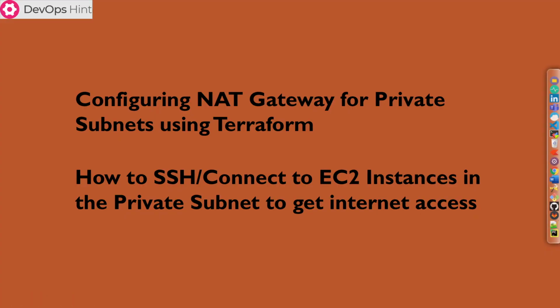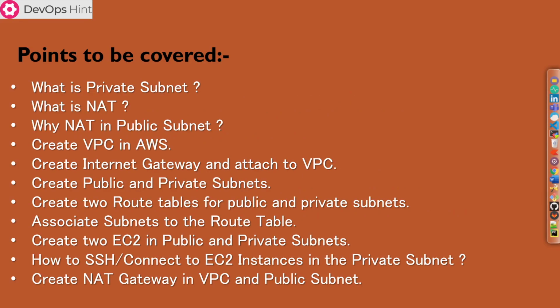So our today's topic is configuring a NAT gateway for private subnets using Terraform. And our second topic is how to connect to an EC2 instance which is created in the private subnet to get internet access. So here are the following points which we are going to cover in our video.